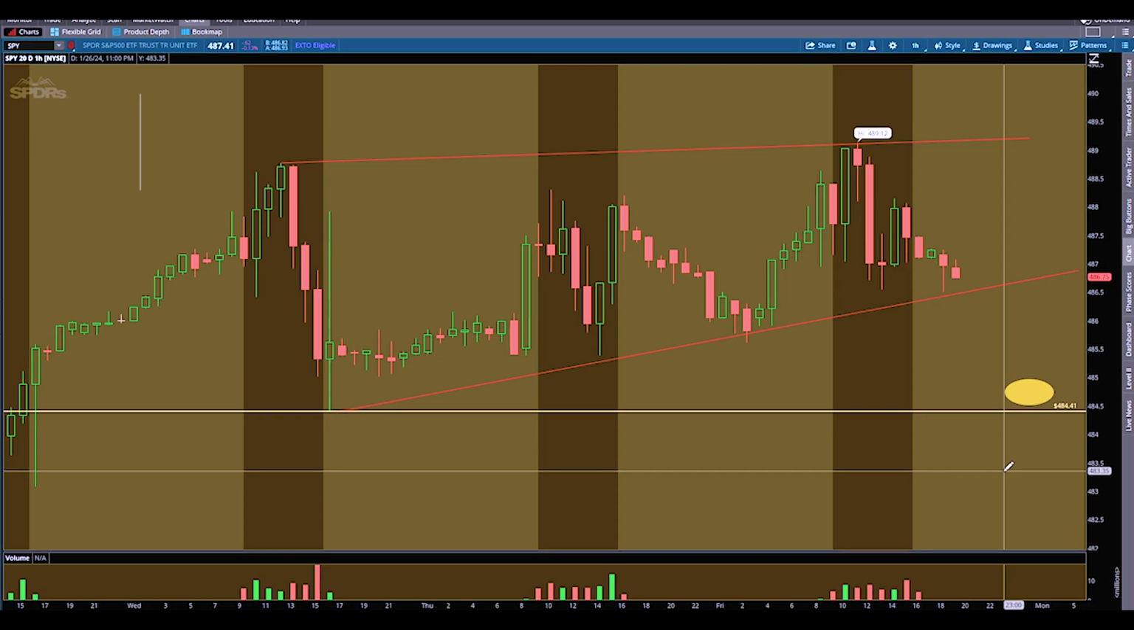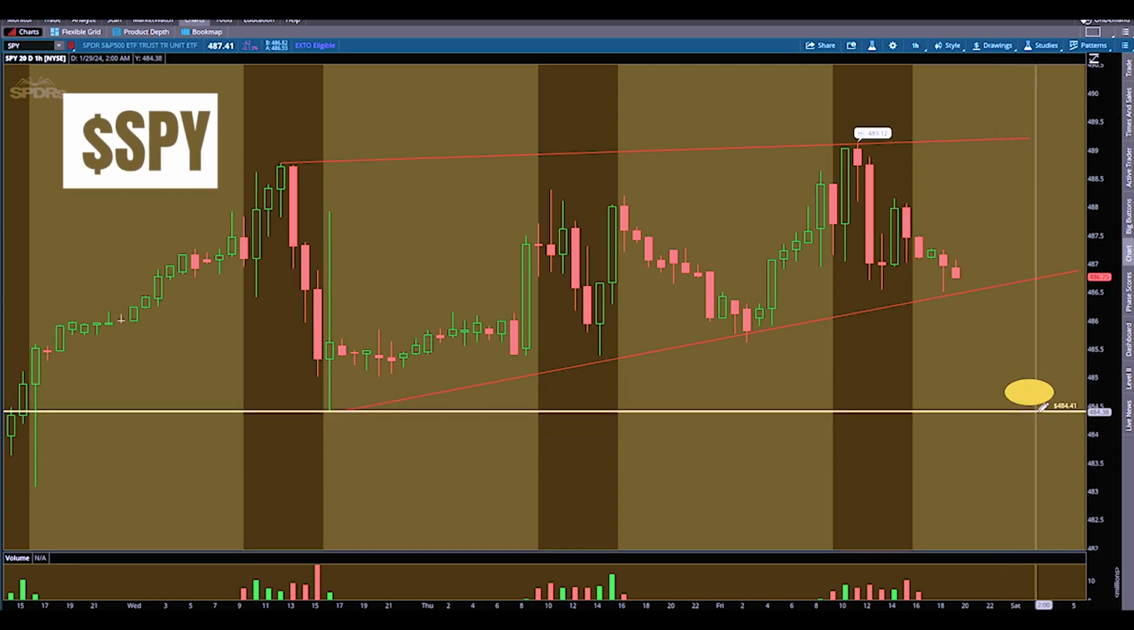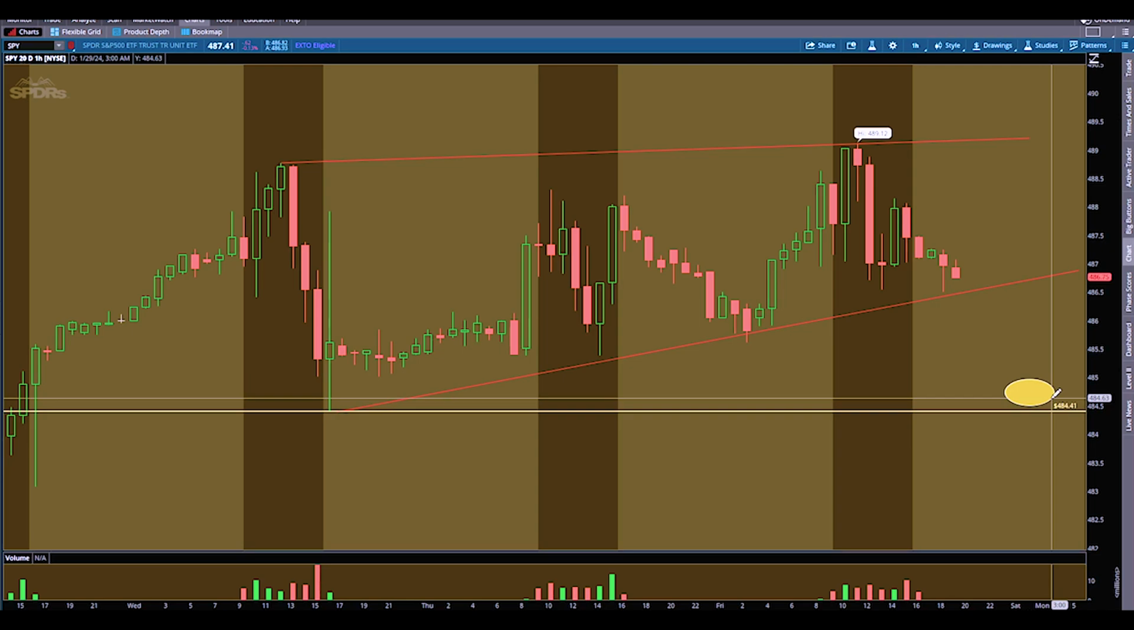So let's get right into this. Ticker SPY. Basically, what I'm looking for is a bounce down around this 484.41. This is an hourly support. It's been more of a range we're bouncing in, I will point that out, like 485 to 484.4.